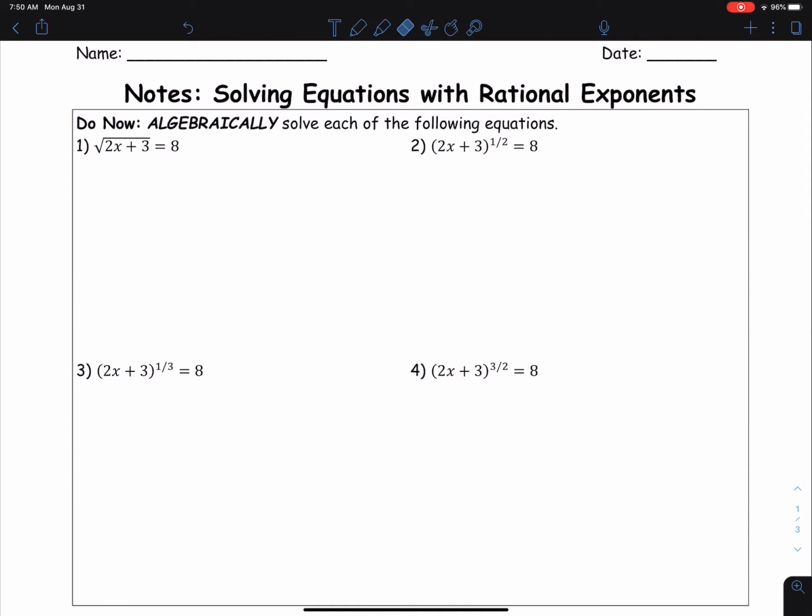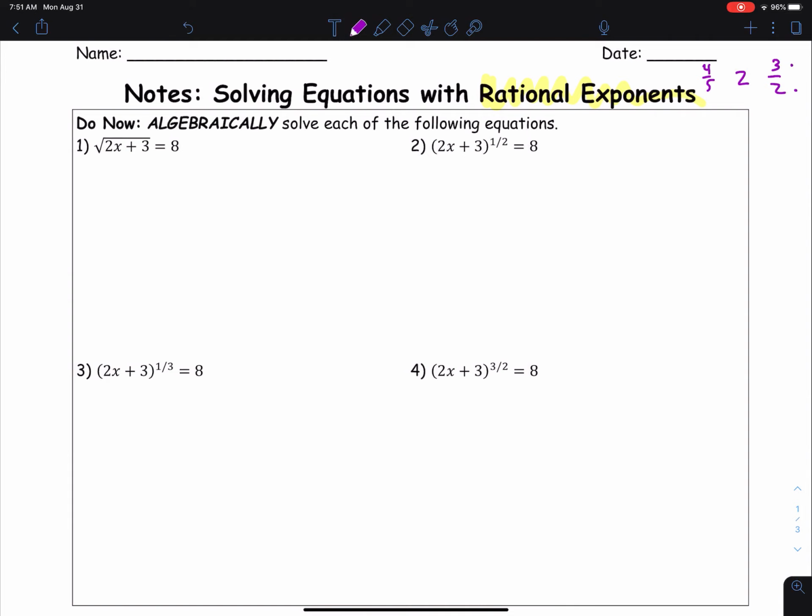Today we are going to solve equations with rational exponents. So rational exponents being, they could have an exponent of 2, they could have an exponent of 3 over 2, so a fraction where the numerator and denominator are integers. It could have an exponent of 4 over 5. So that's what we will be doing today.